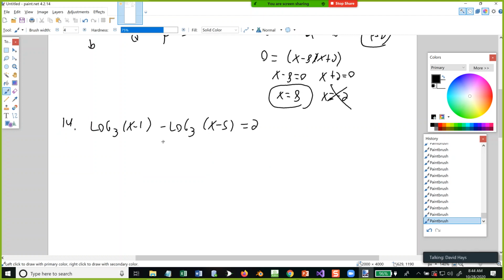Step 1, get everything with a log on one side, everything else on the other side. That's done. Step 2, use properties of logs, get a single log over here. We got log of something minus log of something. Subtraction becomes division. That's log base 3 of x minus 1 over x minus 5 is equal to. Next step is to use definition of log to rewrite in exponential form. This is our b, this is our p, and what follows that is our q.